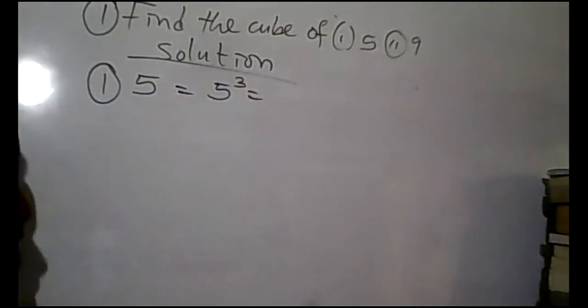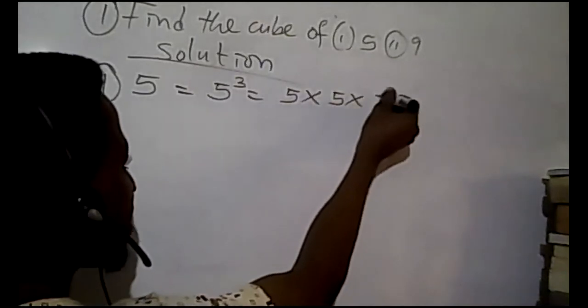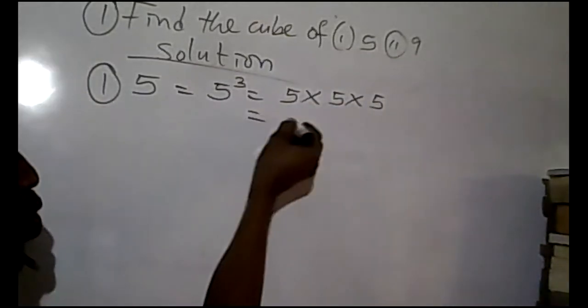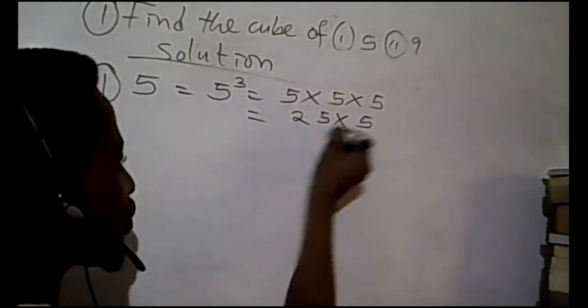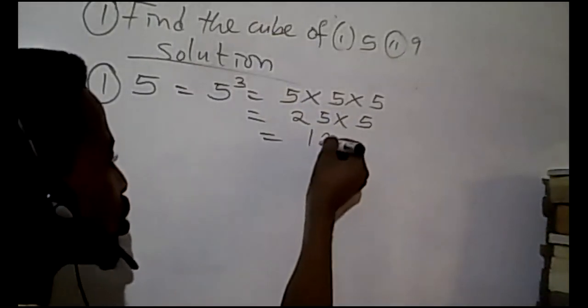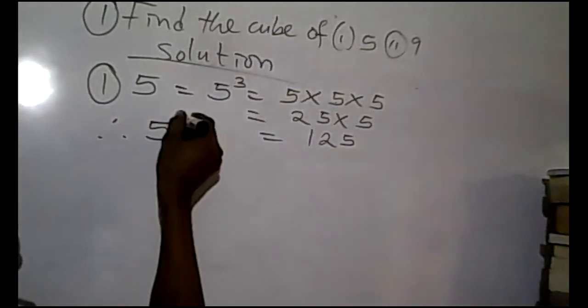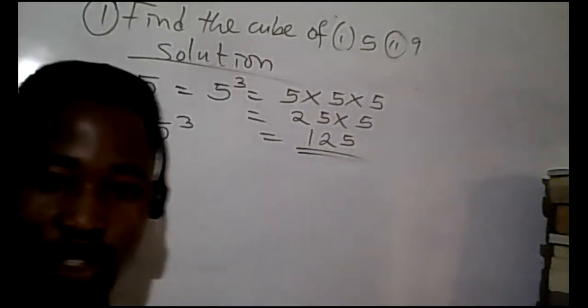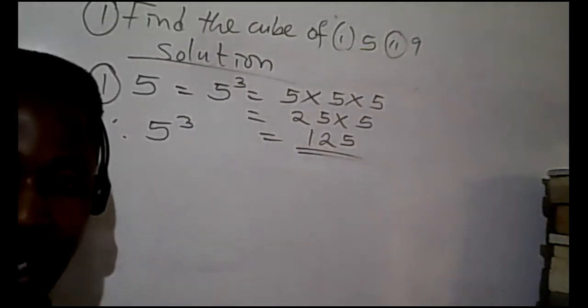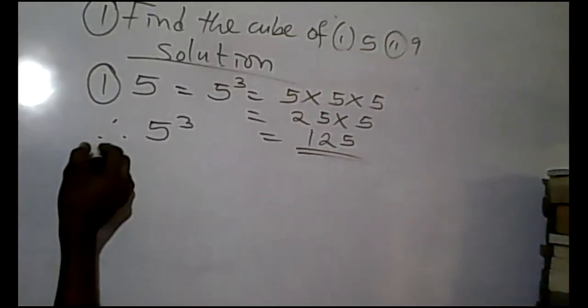And what is that? That is 5 times 5 times 5. So 5 times 5 is 25. 25 times 5, that gives you 125. Therefore, the cube of 5 equals 125. I hope that is clear. I hope you understand that. All right, let's go to the second of that.